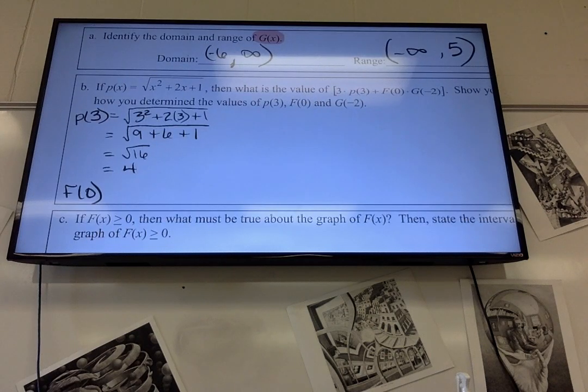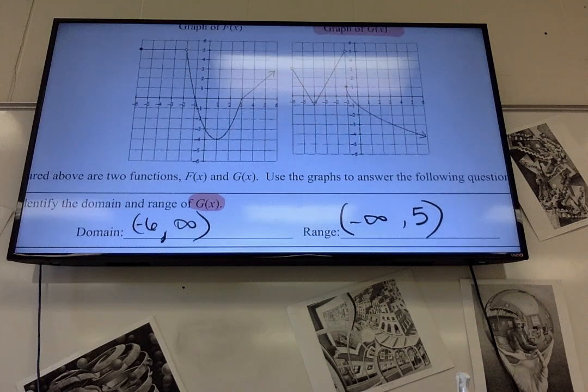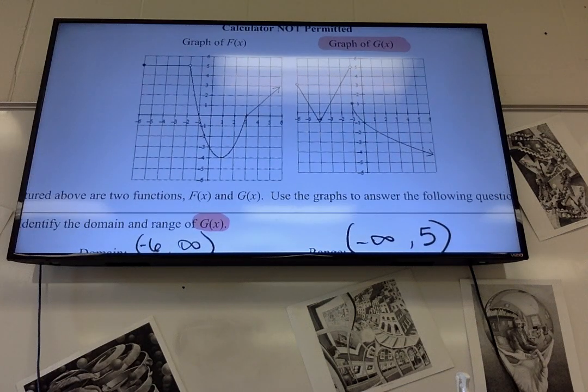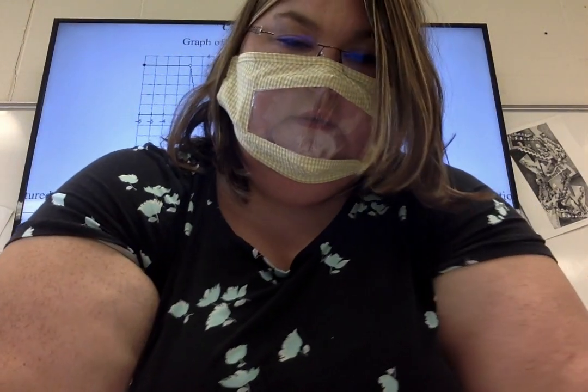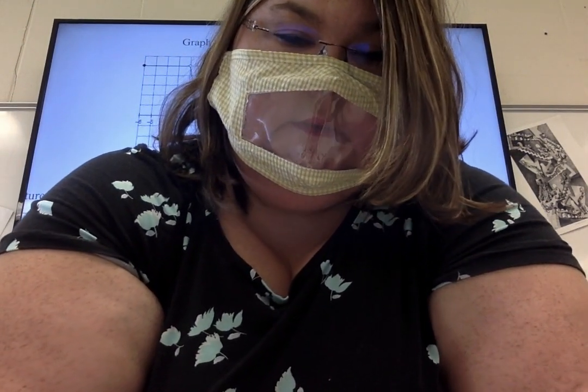F of 0. F of 0, I'm going to have to use the graph. So find F of 0 on the graph, and the next one as well.